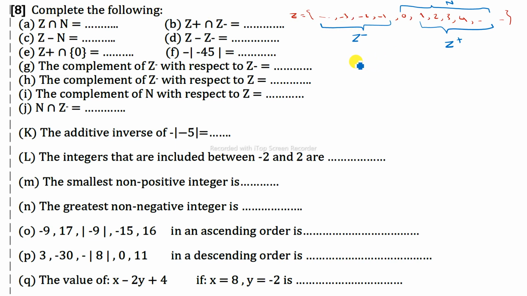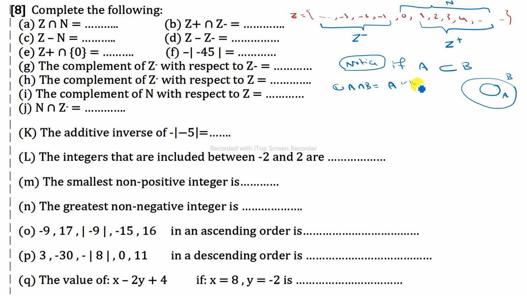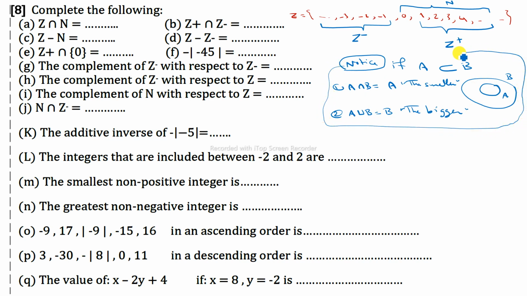So when there is a set, notice: if set A is a subset of set B, when you do A intersection B it gives you the smaller set, which is A. And if we do A union B where A is a subset of B, the union gives you the bigger set. This is a very important note. Here Z intersection N, we know N is a subset of Z, so the intersection is the smaller set N.